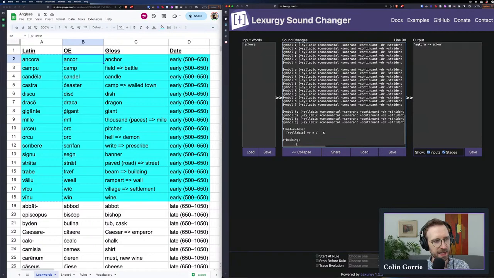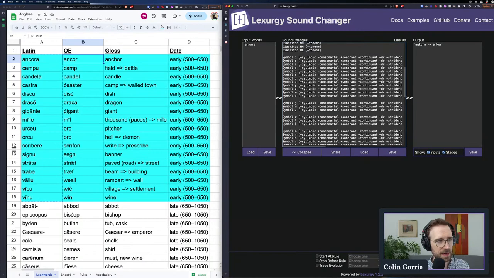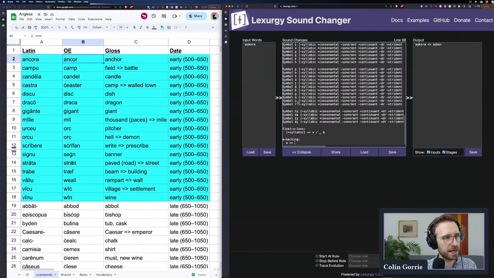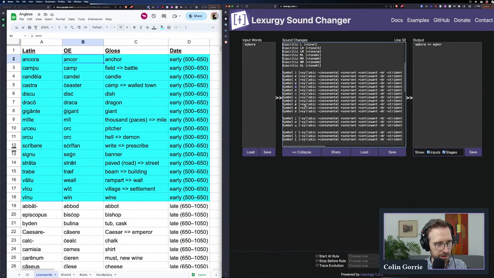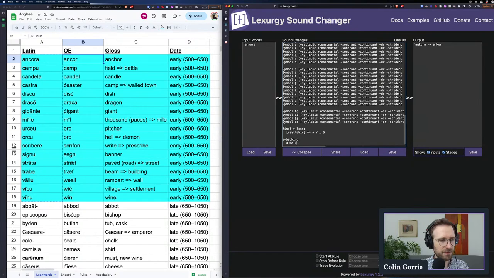So let's see if we have the requisite symbols. We do. These are already defined. Although we can just make this very simple and put in a to a without going through the trouble of doing the featural definition. A to a, everywhere. Encore, encore. Good.